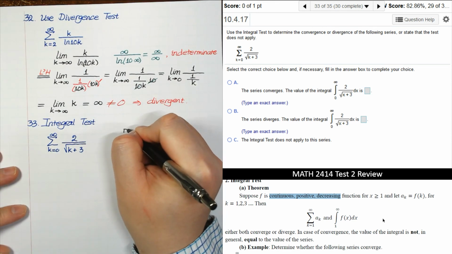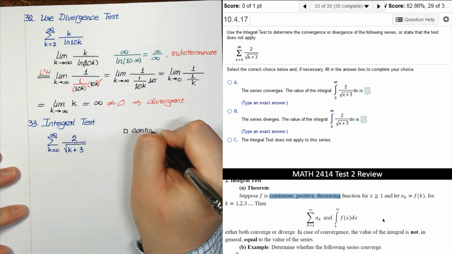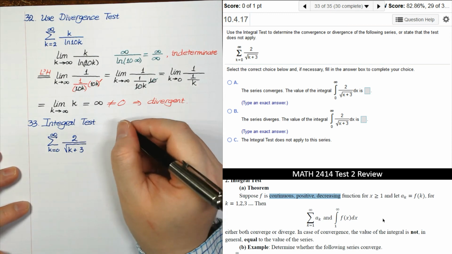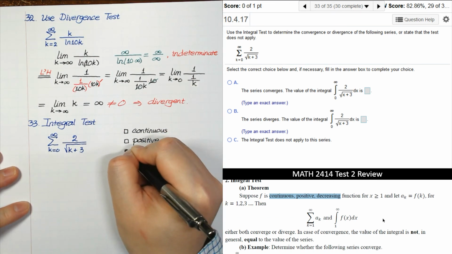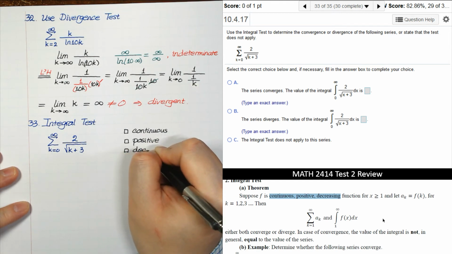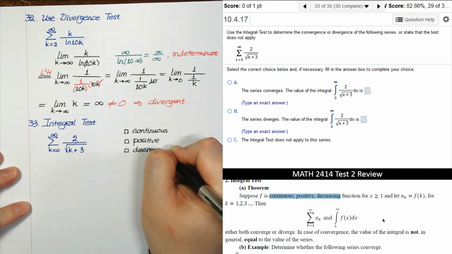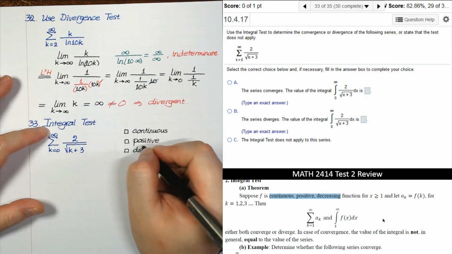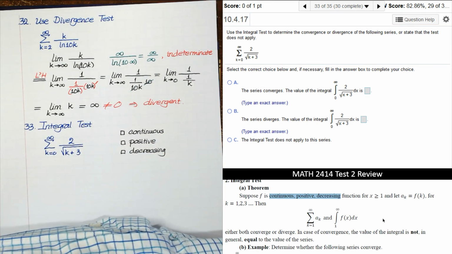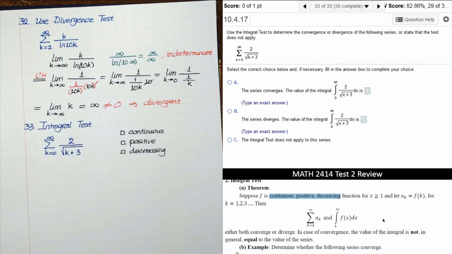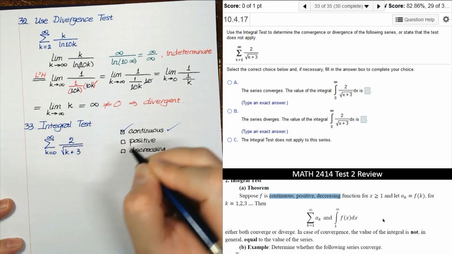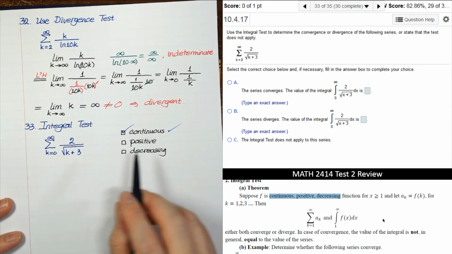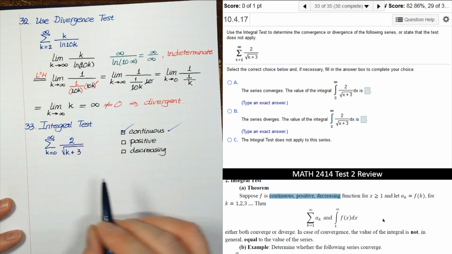So continuous, positive, and decreasing. If one of these doesn't work, we cannot use the integral test. If we use the integral test, all of these have to check. So obviously it is continuous because when we start from 0, this is positive. We don't divide by 0, so it's continuous because it is defined. It's good. It's positive. Starting from 0, it's definitely positive.